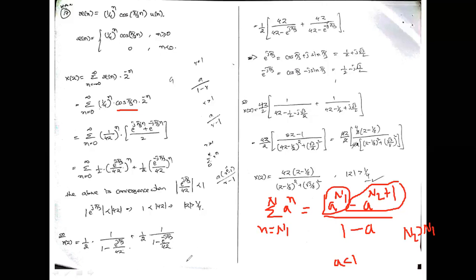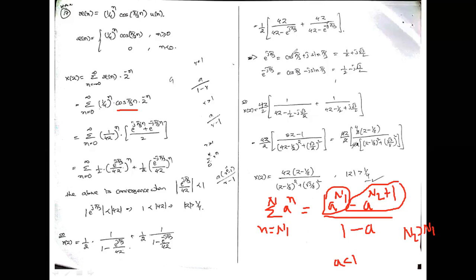Simplify this one. Take 1/2 common. Take 4z as the LCM here, so 4z gets in the numerator: 4z/(4z − e^(jπ/3)) plus, and here also 4z gets in the numerator: 4z/(4z − e^(-jπ/3)). Now you can find the value of e^(jπ/3).